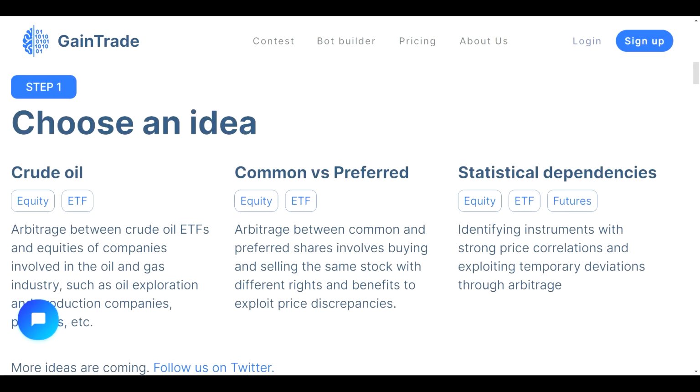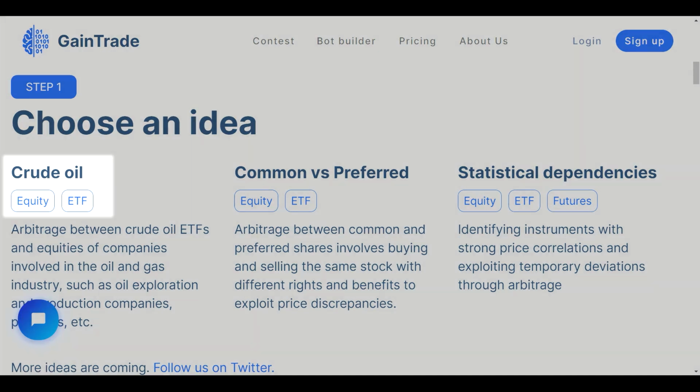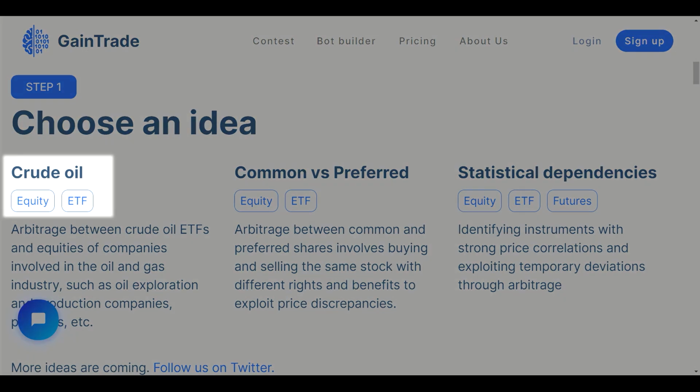Now the first step is for you to choose an idea. Determine which pairs that you want to trade. Perhaps you want to look for opportunities in crude oil and look for price discrepancies between the crude oil ETFs and equities of companies involved in the oil and gas industry, such as oil exploration and production companies.